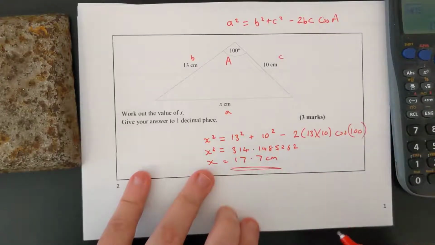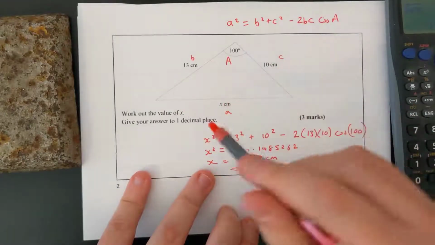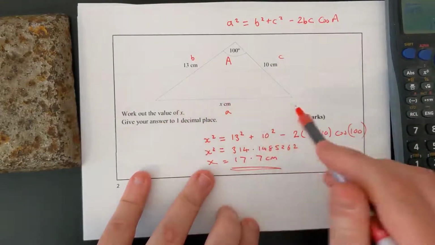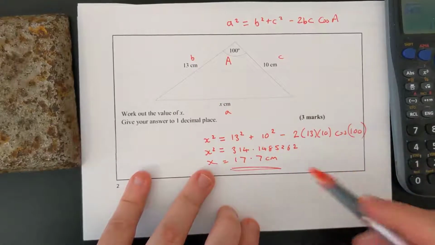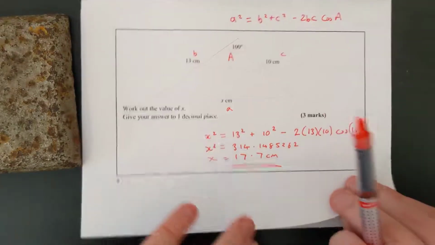Again, I ask myself, does that seem sensible? Well, 13 and 10 are of a similar size, so that does seem reasonable. And in the diagram this looks a bit larger, which is not a guarantee I'm right, but it tells me I'm of the right order of magnitude, which is important. So let's look at some more complex examples now.